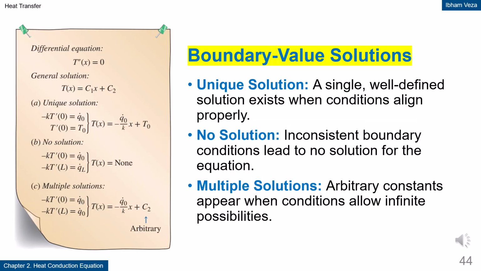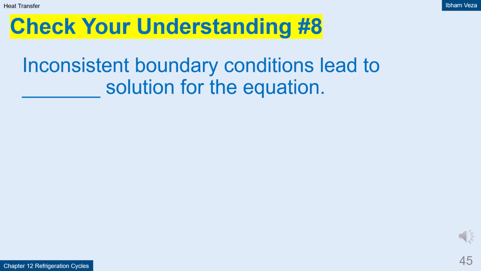Boundary value solutions. If the boundary conditions are consistent, a unique solution will be obtained. If the boundary conditions are contradictory, no solution is possible. In some special cases, the boundary conditions may lead to multiple solutions. The existence or non-existence of a solution is entirely determined by the boundary conditions. Therefore, the choice of boundary conditions must always reflect the real physical situation. Inconsistent boundary conditions lead to no solution for the equation.